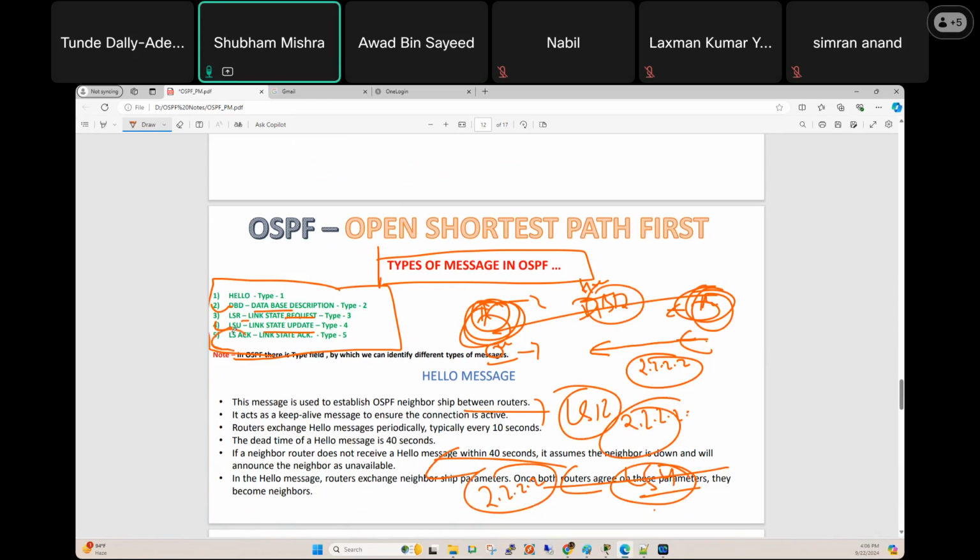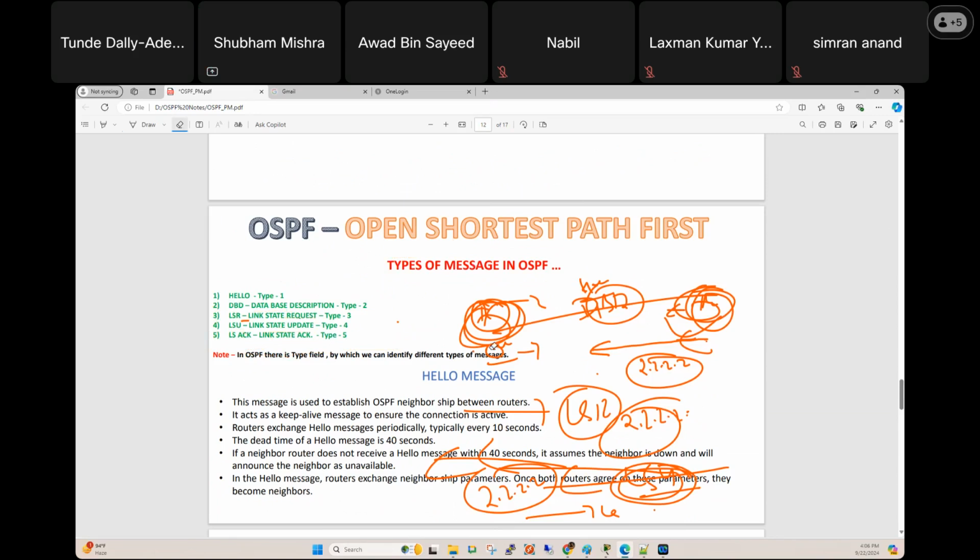And what do you mean by LSAC? Once R1 receives this LSU packet, R1 sends an LSAC. It means R1 is sending an acknowledgement to R2: yes, I received your message. Are you getting my point? Yes or no? Yes. So that is the meaning of LSU, LSR. Done, everyone? Anyone who does not understand?